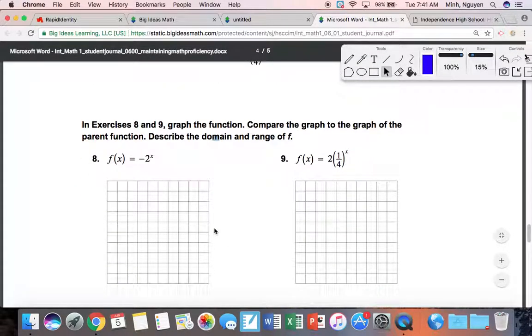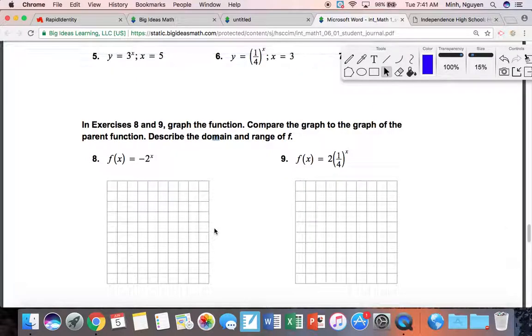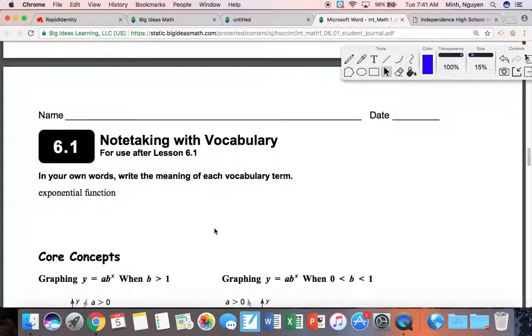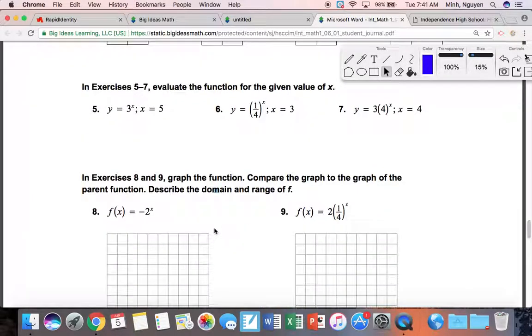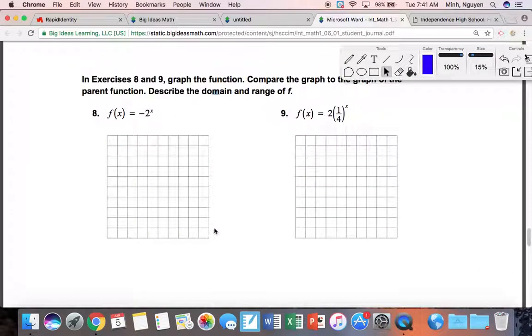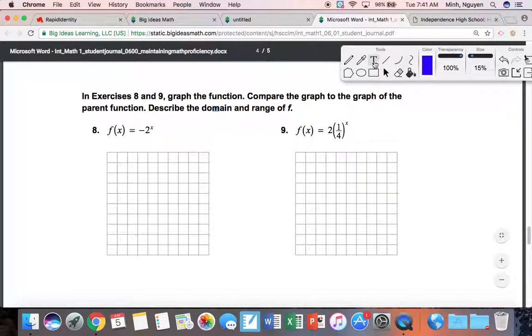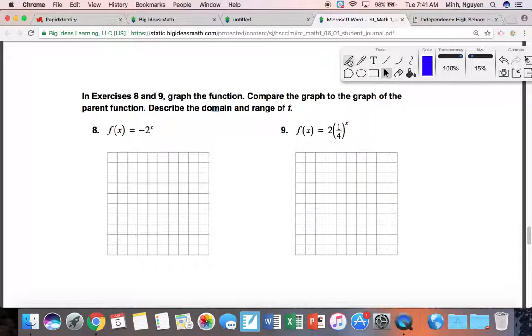Okay, so graph the function, compare the graph to the graph of the parent function, describe the domain and range of f. So the weird thing is that it doesn't tell you how to find the parent function. There's not even a section for it, which is annoying, but whatever. The parent function is the function without a. So don't forget that you have a, b to the x.